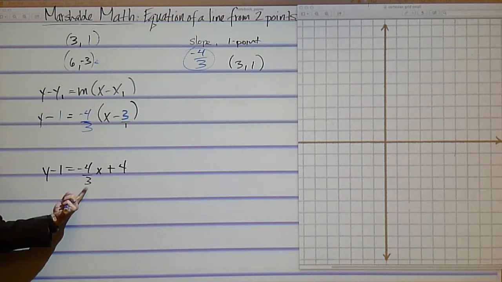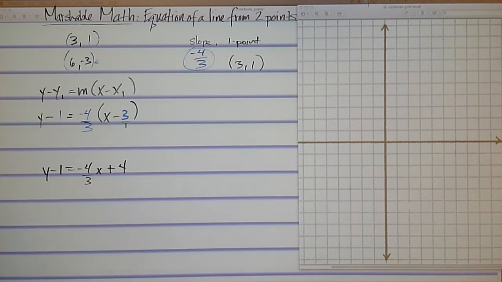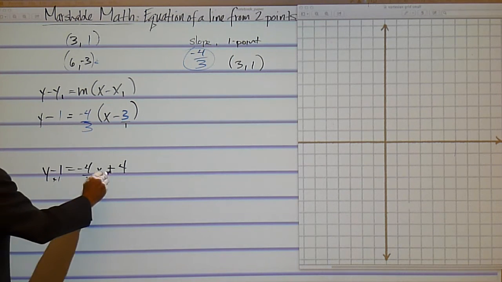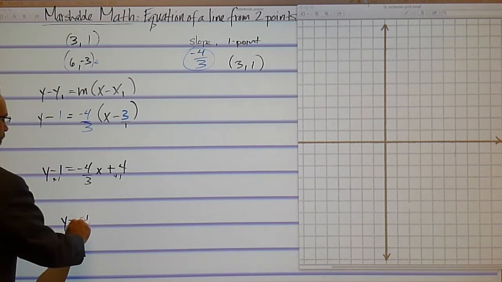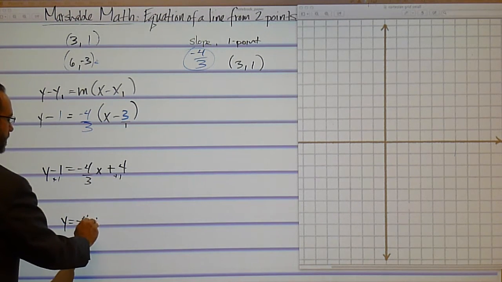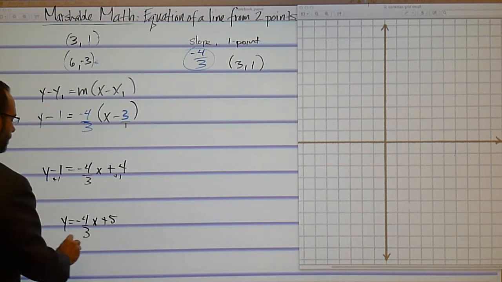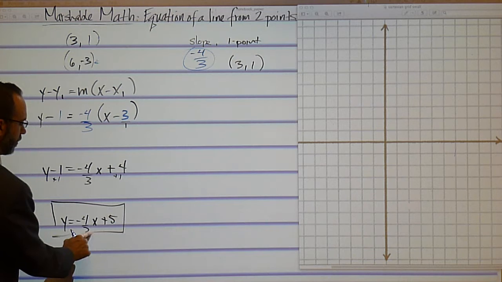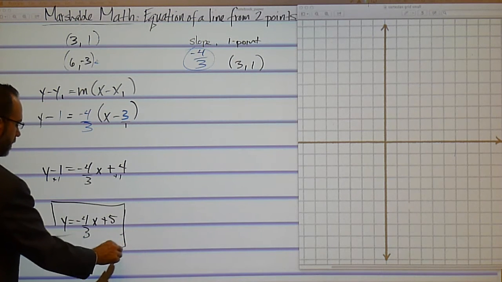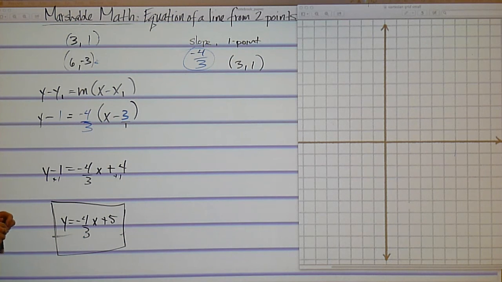Now I've still got that fraction. Now let me just do this. It's real simple now from this point. Let me just take the 1 and move it over. So plus 1 here, plus 1 there. What I get in the end is y is equal to negative 4/3 x plus 5. So that's then my equation of a line in slope-intercept form.